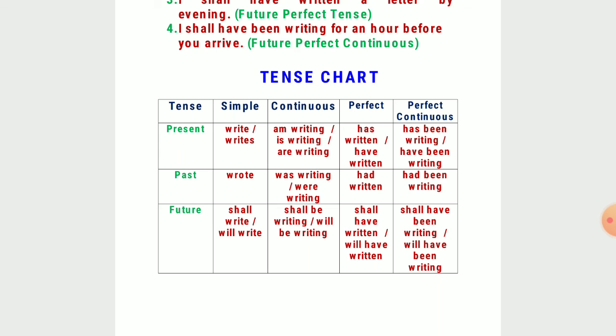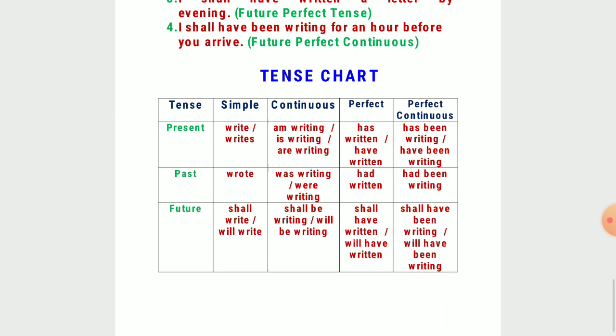Now past tense, simple past, it will be wrote. Past continuous, it will be was writing, were writing. Past perfect, it will be had written. Past perfect continuous, it will be had been writing.